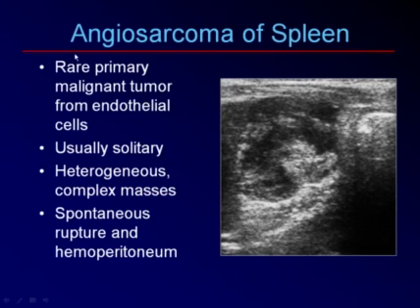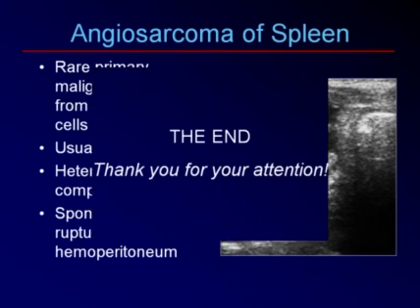And finally, at the very end, there's one tumor that's kind of specific or special to the spleen, and that's the angiosarcoma. It's very rare. It's a primary malignant tumor, originates from epithelial cells. It's usually solitary. It's very heterogeneous and complex looking, and it's usually the last thing on your differential that the patient can present with. And one thing you should remember is that they can spontaneously rupture and could actually present with a hemoperitoneum and an acute abdomen coming from this complex mass in the spleen.